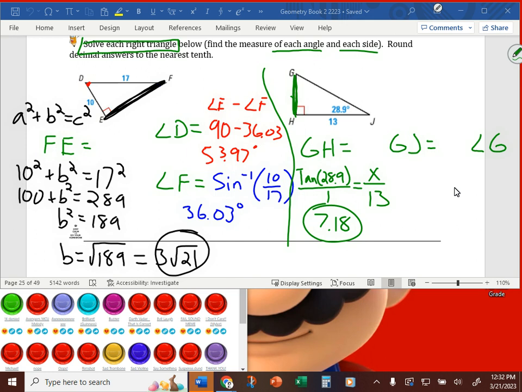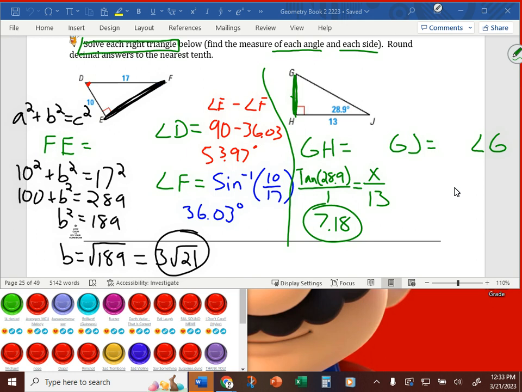What do you want to do next? Sophie? I did angle G and I did the tangent or whatever. Yeah, what's the most efficient way to find angle G here? 90 plus 28.9 minus 20. Sure, or even more efficient than that.